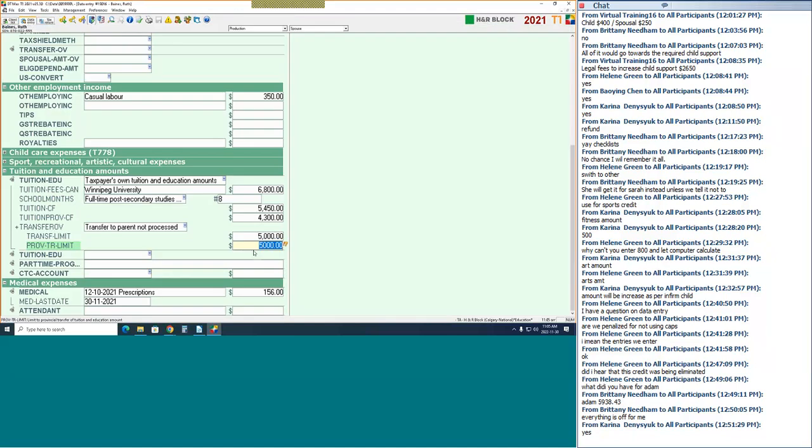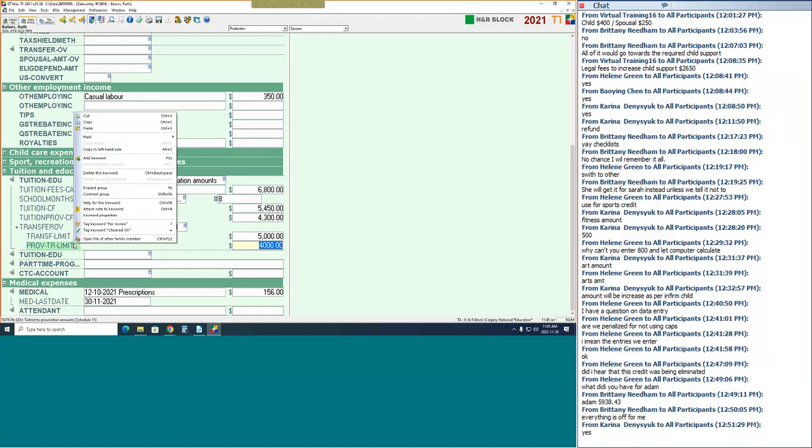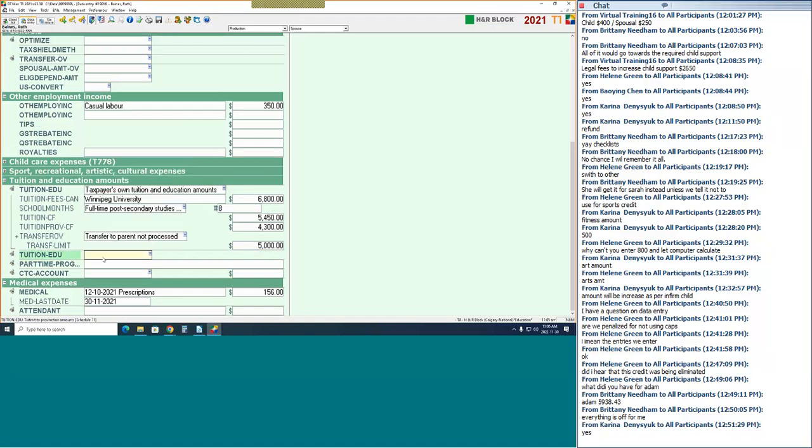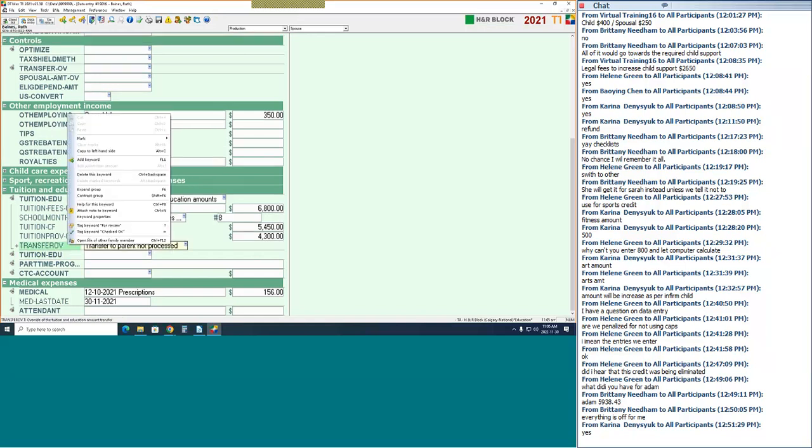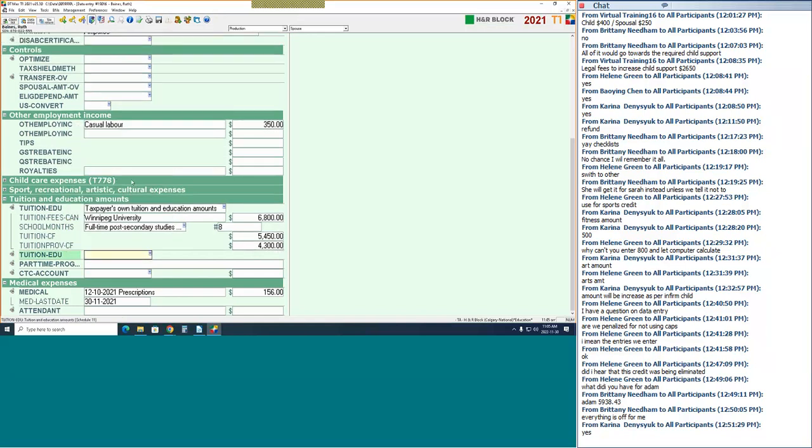If it was a different number, I would look at what is being transferred and I would change this number to something else. So maybe she could only transfer 4,000. I would put 4,000 so that it matches what the slip is doing. Okay, the computer won't let you transfer more than you're entitled to, but it does make the data entry a little confusing, and it makes it hard because it doesn't match the documents you have in front of you.